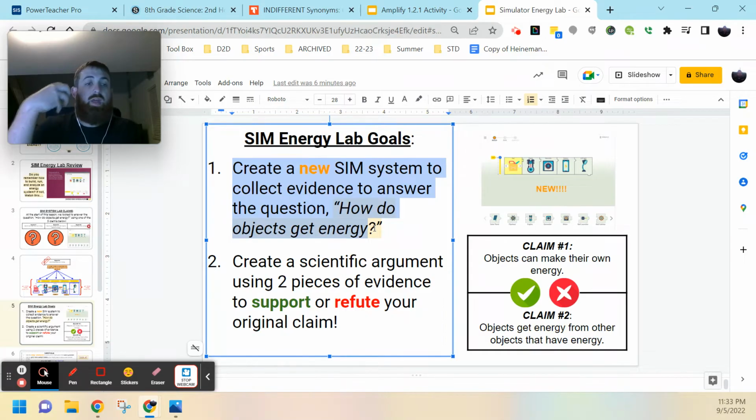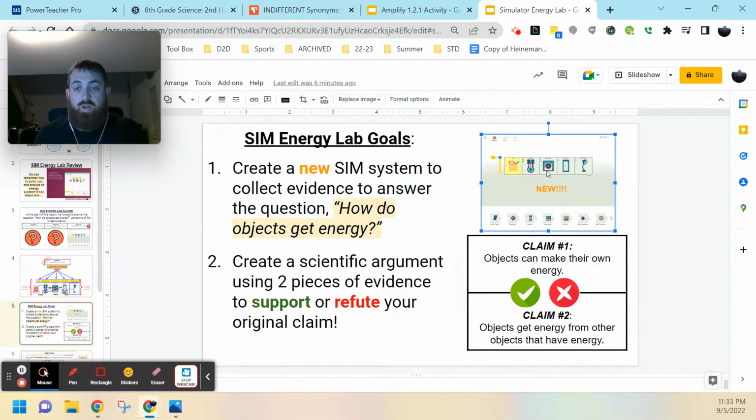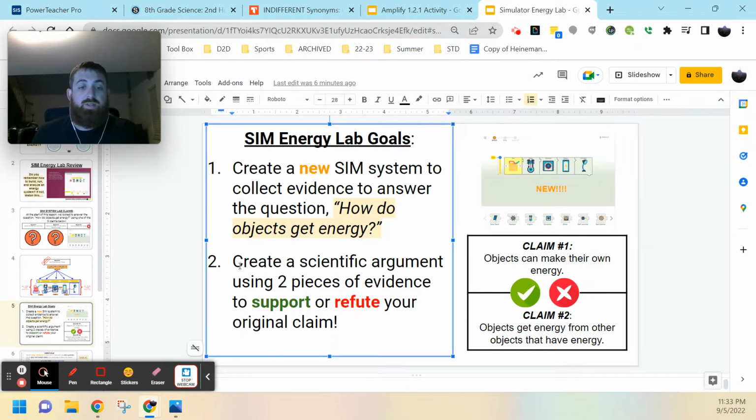How do we know that, or how do objects get energy? So you can't use our old one. You have to create a new system using a generator. And you're going to create a scientific argument using 2 pieces of evidence to support or refute your original claim.